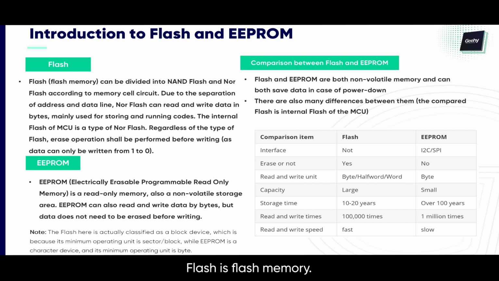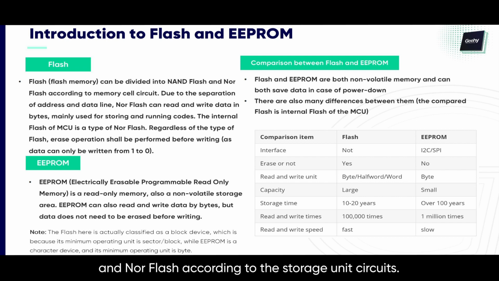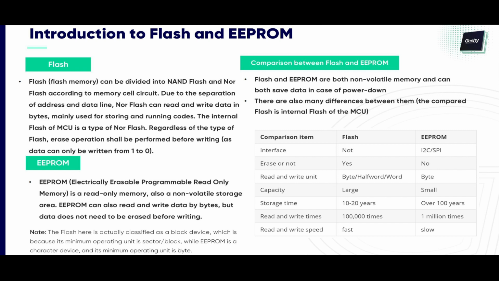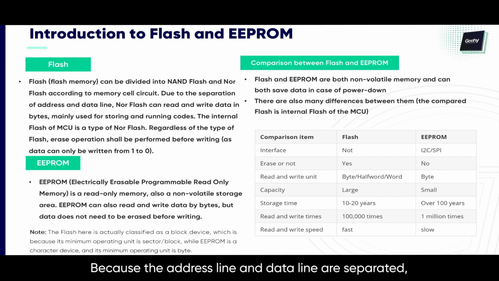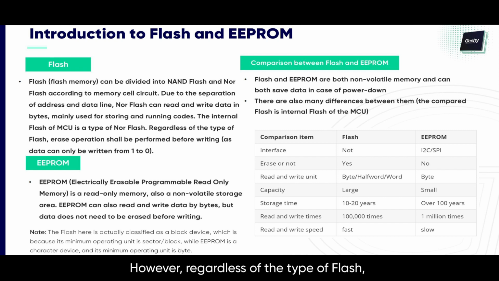Flash is flash memory. It is divided into NAND flash and NOR flash according to the storage unit circuits. Because the address line and data line are separated, NOR flash can be read and written in bytes, and they are mainly used to store or run the codes. They use the internal flash, which is a type of NOR flash. However, regardless of the type of flash, an erase operation must be performed before writing. Flash can only write data from 1 to 0.